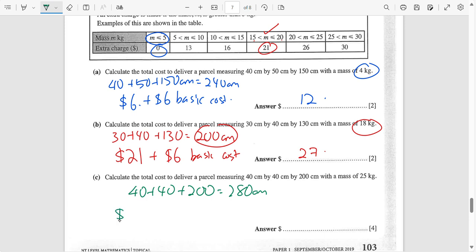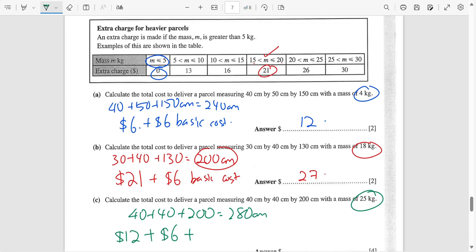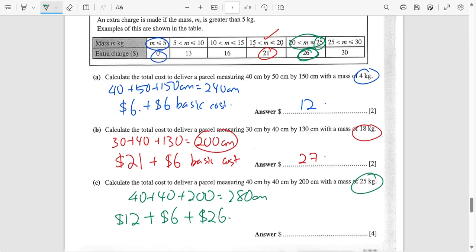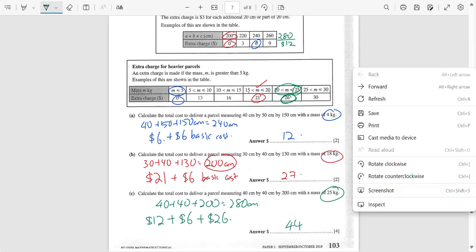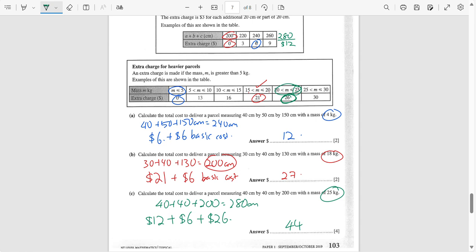Okay, so you have to add $12 plus the $6 basic plus the mass of the box is 25 kg. So 25 kg, so it's here. So you need to plus the $26. Okay, so total you will have $44. So it looks difficult, but it's actually quite easy.